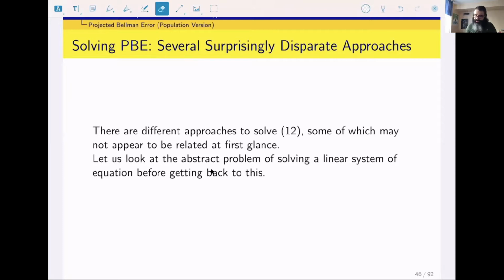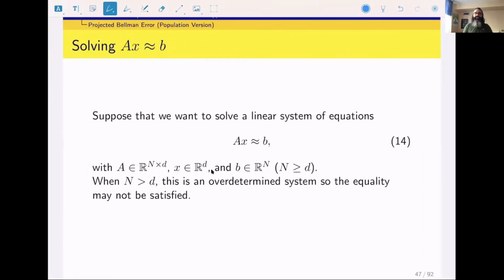So instead of talking about the MDP and RL setting, let's talk about the problem of solving a linear system of equations for a few slides, and then we get back to this. Suppose we want to solve a linear system of equations, Ax equal to b, or approximately equal, with A being an N by D matrix, x D-dimensional, b being N-dimensional, and N might be equal to D or greater than D. If N is larger than D, then this is an overdetermined system, so equality would not be satisfied. So let's see how we can solve it.